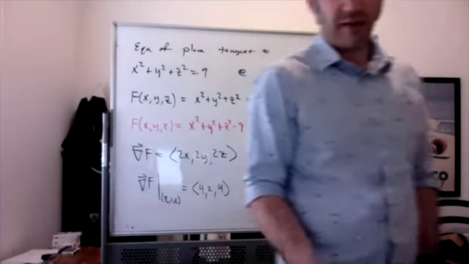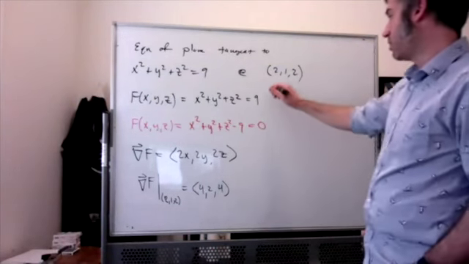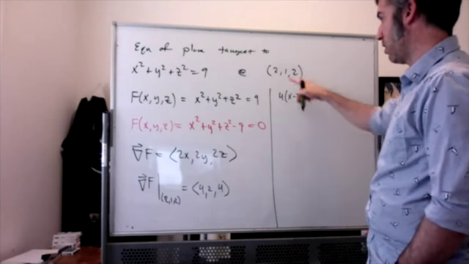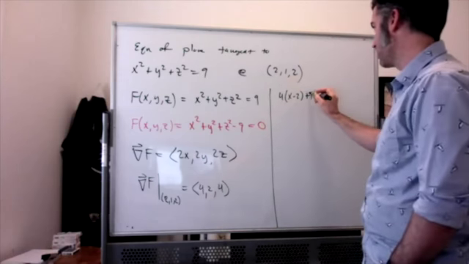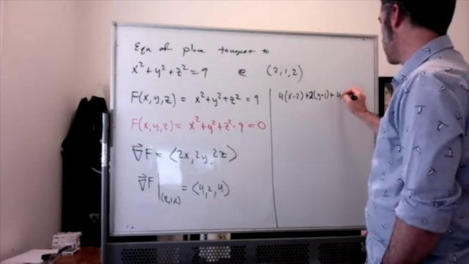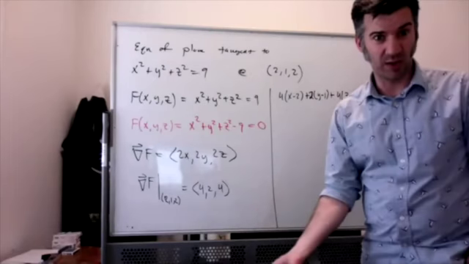And then the equation of our plane. There's two ways you can do this. One way, the more general way, is to say it's going to be 4 times x minus 2, plus 2 times y minus 1, plus 4 times z minus 2 equal to 0. That's a perfectly legit way to do it.